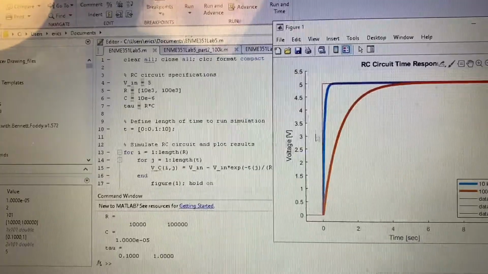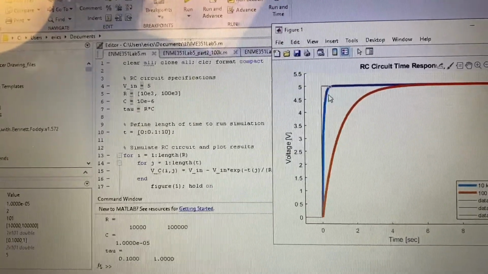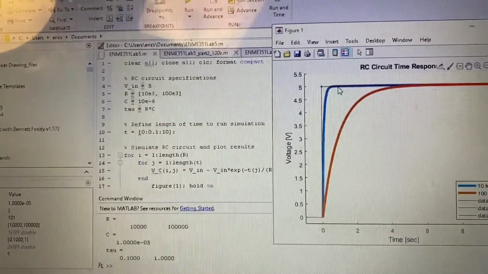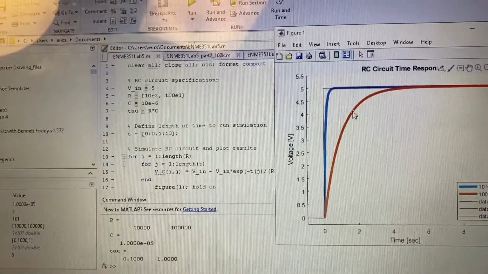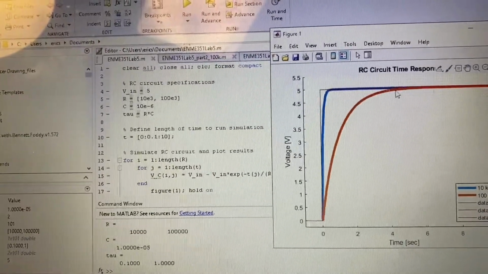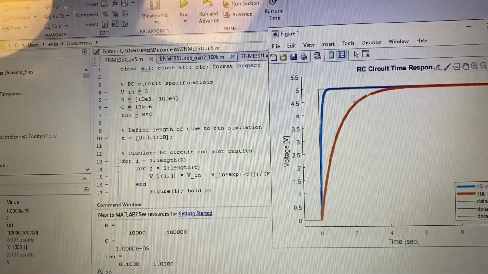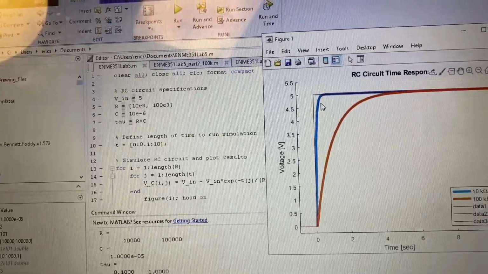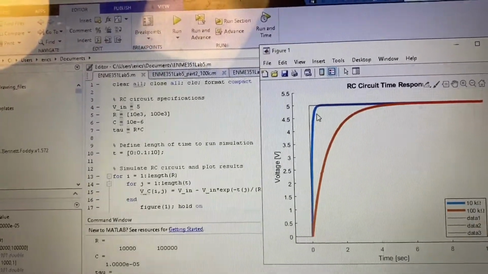We can see the capacitor in the 10 kilo ohm circuit reaches this 5 volts a lot quicker than the capacitor in the 100 kilo ohm circuit. That's because the time constant for the 10 kilo ohm circuit is 10 times smaller than the other one.